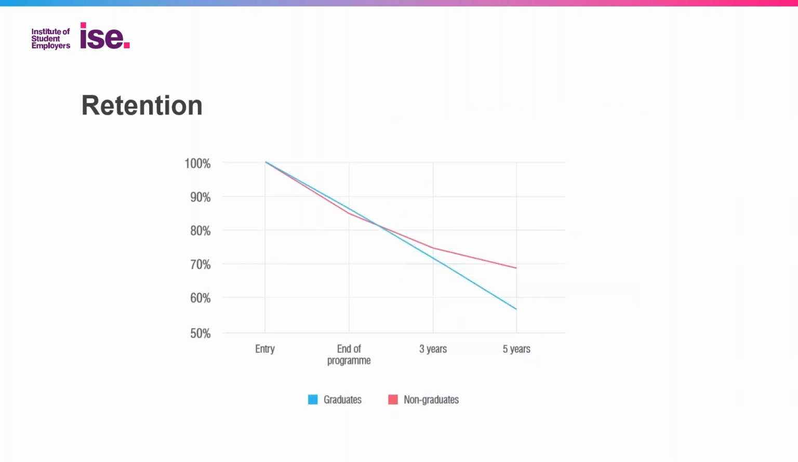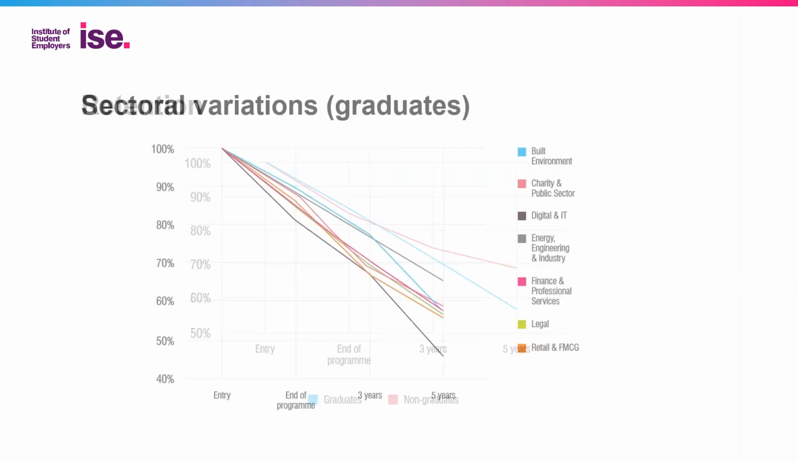We then look at retention. What we can see is that overall retention for both groups is pretty high. So if you go to work for one of the ISE's employers, after 5 years you're still probably going to be working for them, whether you're a graduate or a non-graduate. And if you're a non-graduate, you've got almost a 70% chance of still working for that firm after 5 years.